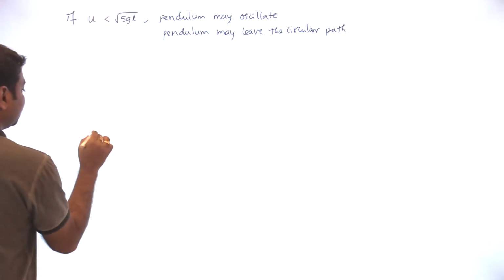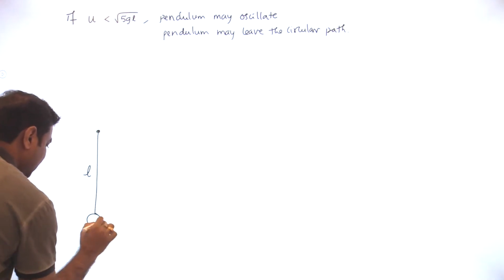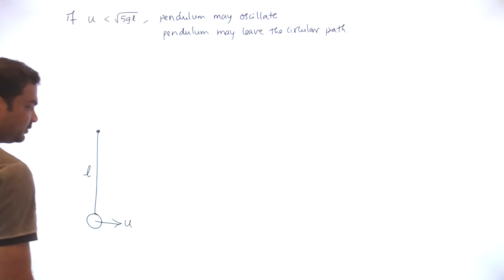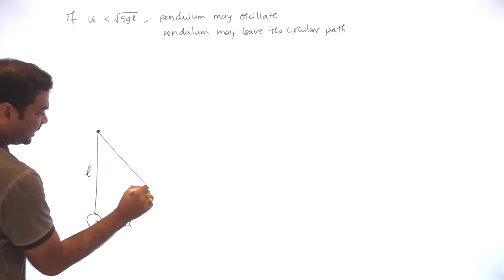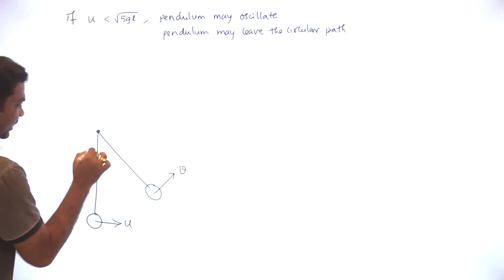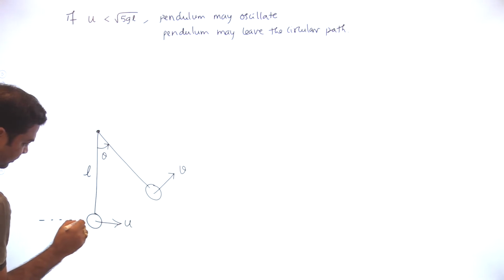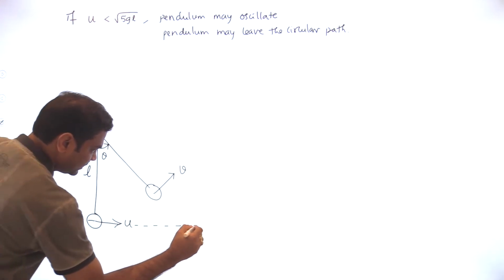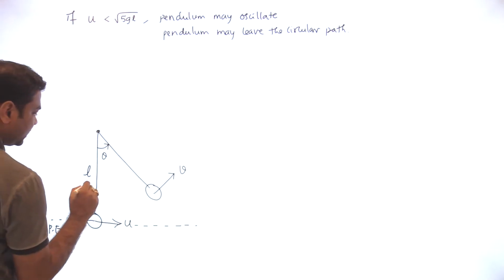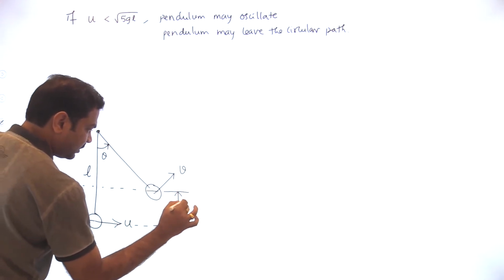So for that, I am taking a pendulum of length L, which is nothing but the radius. We give it the velocity u, then it will go in a vertical circle and get some velocity v after rotating by an angle theta. This is the zero potential energy level you can take. And the height it has gone is h.